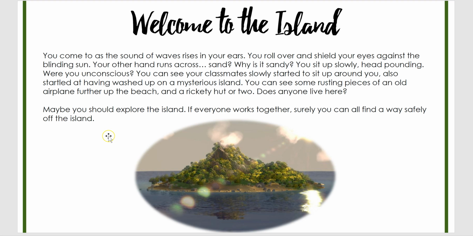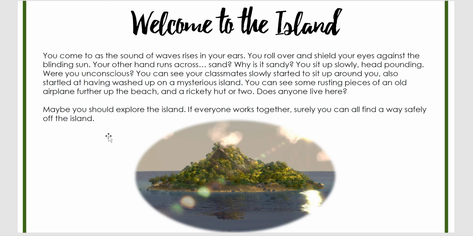Step one, let's get some background. What is going on? All right, you came to as the sound of waves rises in your ears. You roll over and shield your eyes against the blinding sun inside your house. Your other hand runs across sand. Why is it sandy? You sit up slowly, head pounding.